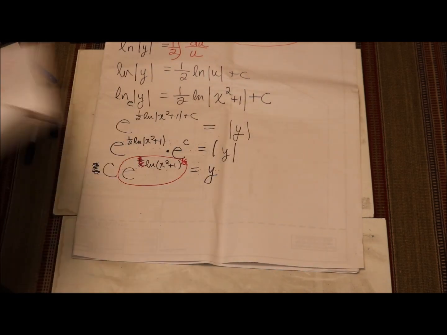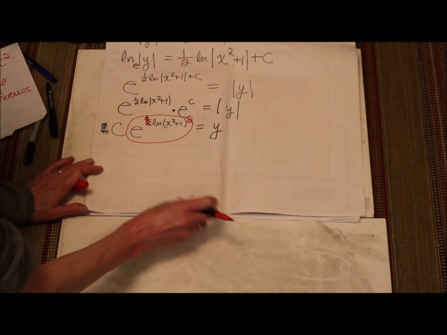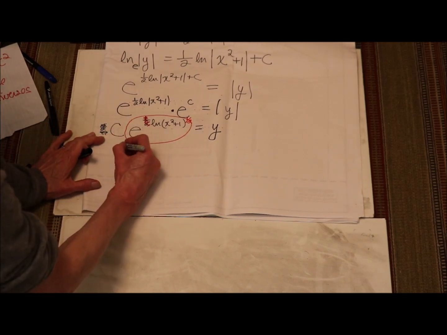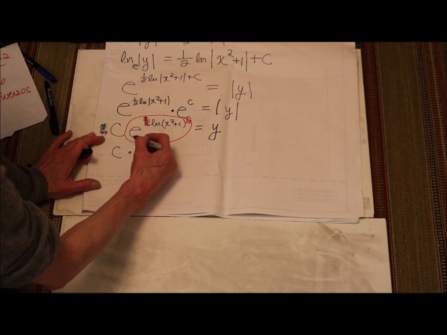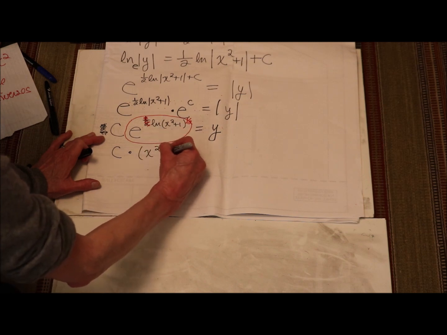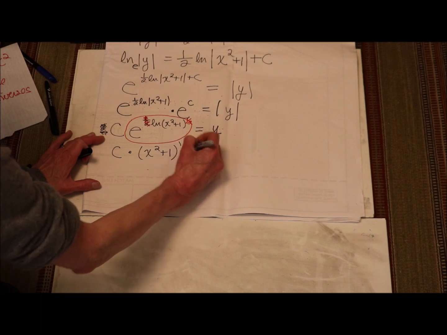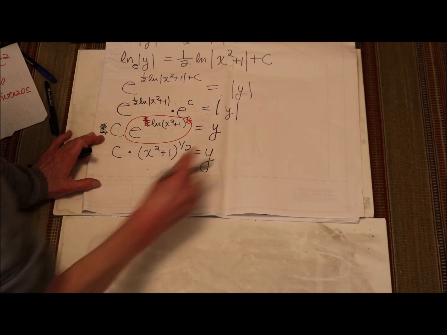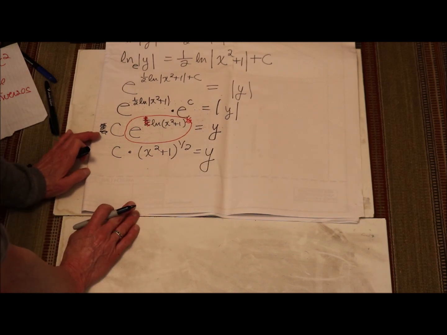So, what does that mean here? That means that I can rewrite this whole term right here. This c is just hanging out. This is e to the natural log of something. Well, that's just the something. The e and the natural log undo each other. And there is your general solution. Does that make sense?